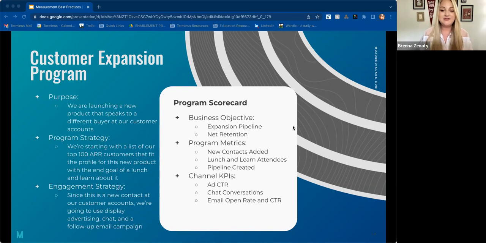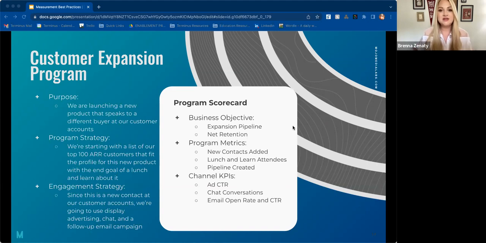But since we're looking to get in front of new people that might not be familiar with us at existing accounts or engaging with us yet, display advertising will also help us drive awareness. Again, kind of going back to that full life cycle, driving awareness in these accounts. We could also use something like a website chatbot to drive new contacts to our website so that they can either engage with specific content in the chatbot related to this new product, or maybe we decide to even route them directly to our customer success or our sales team, depending on what kind of engagement they're looking to have with us.